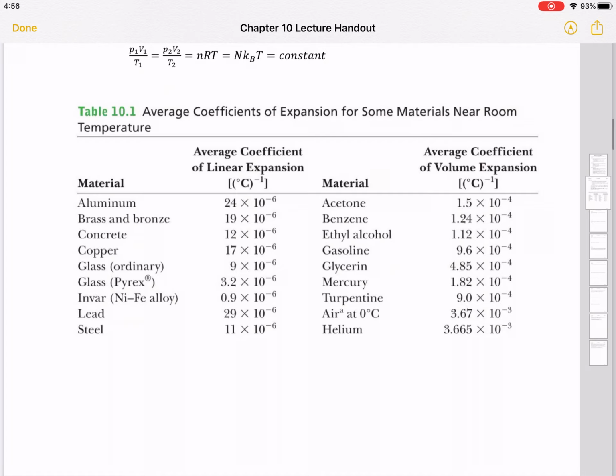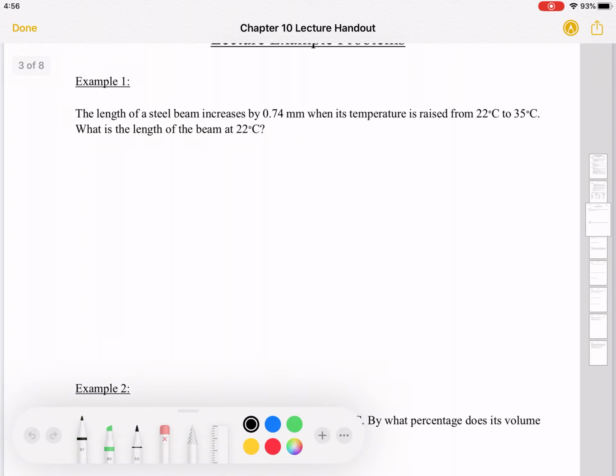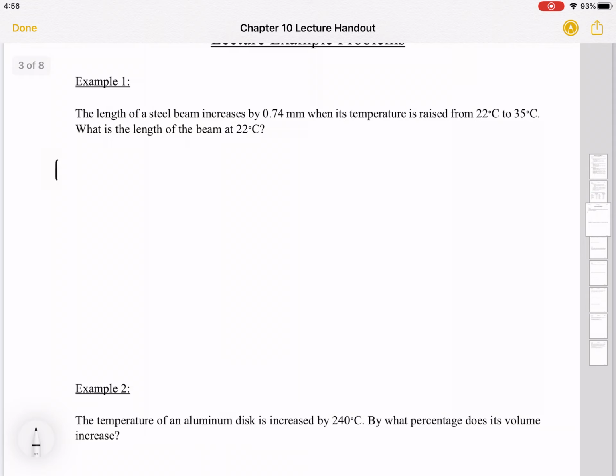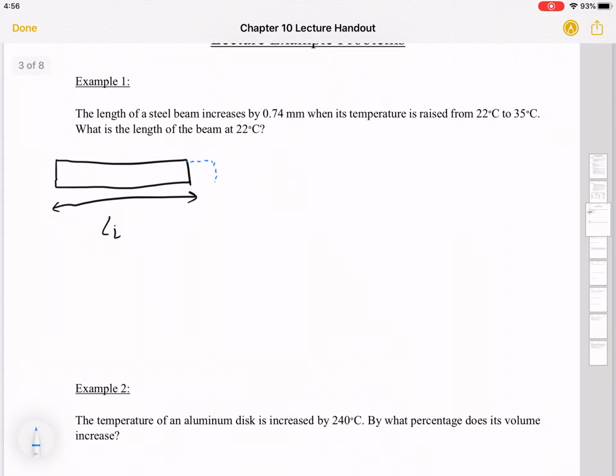Okay, so let's do an example real quick. So this is example number 1. The length of a steel beam increases by 0.74 millimeters when its temperature is raised from 22 to 35 degrees Celsius. What is the length of the beam at 22 degrees Celsius? Okay, so let's draw a picture. There's my initial length. Again, it's getting a little longer. There's my delta L. Delta L is given to me as 0.74 millimeters.